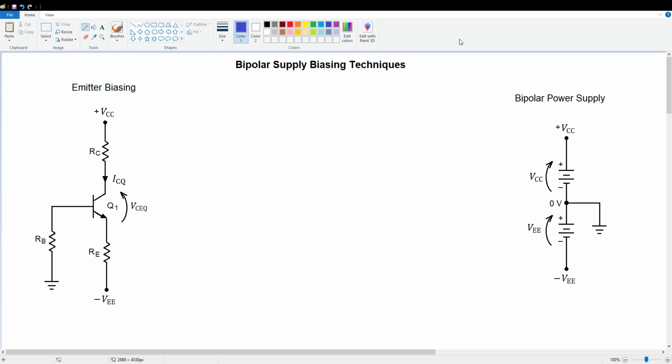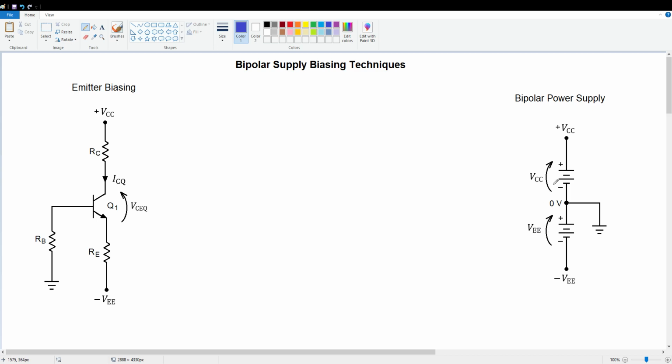Today we're going to discuss bipolar power supply biasing arrangements. Alright, let's start by looking at the power supply itself. What we've got is basically two DC sources connected in series, and the junction between the two is designated as our 0-volt ground reference. The top node is labeled VCC, that's our positive supply rail. This bottom node is labeled minus VEE, that's our negative supply rail. The total supply voltage we have to work with is just the sum VCC plus VEE.